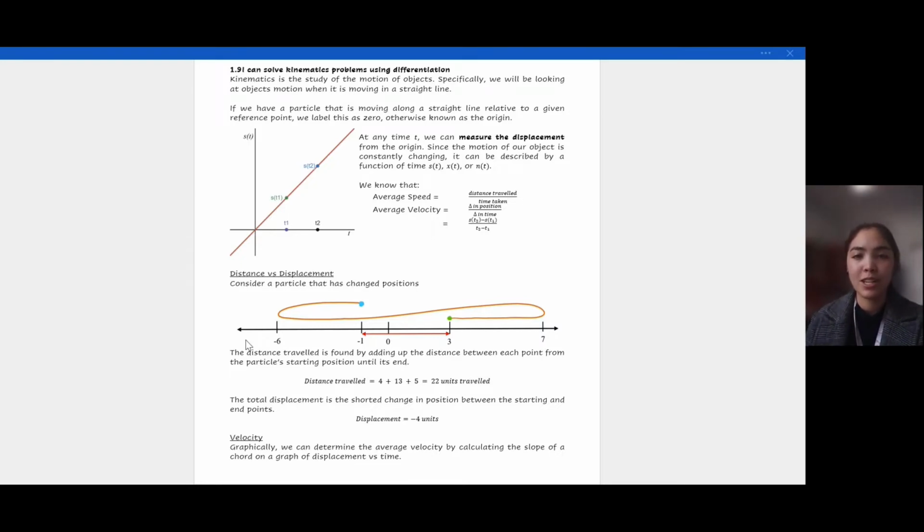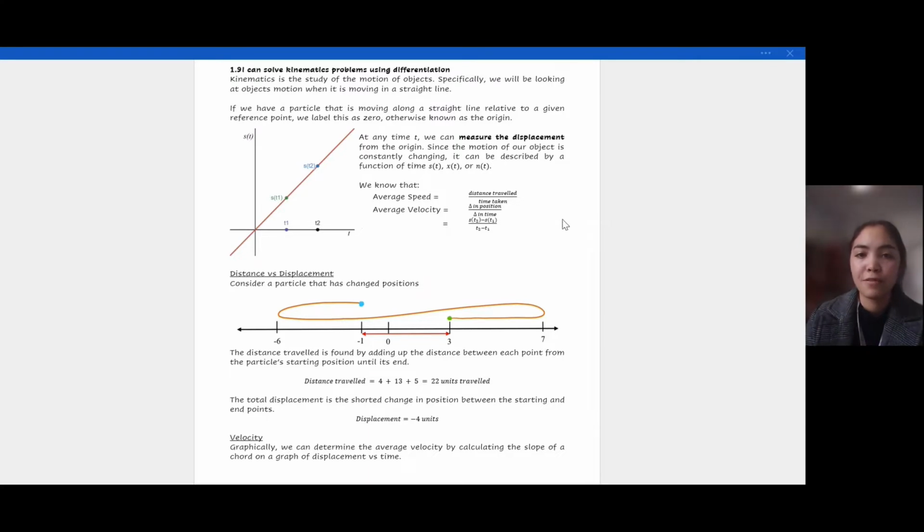At any time t, we can measure the displacement from that origin, since the motion of our object is constantly changing. We can see here we've got our object and it is moving through time. And this is the total displacement or distance over that time here. As we can see, we are increasing our distance as time goes on.